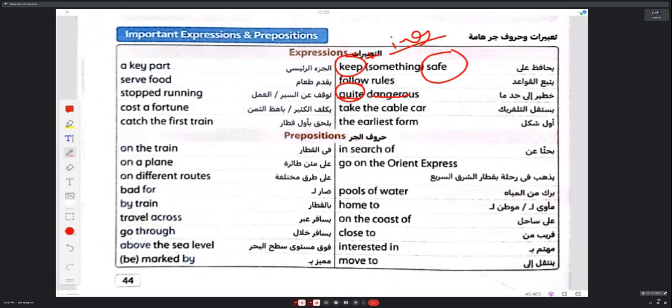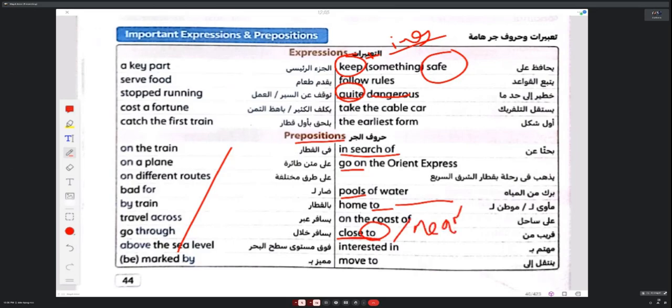The earliest form, preposition: on the train, on a plane, on a different route. I read those. In search of, go on a trip, go on a picnic, go on the Orient Express. Pools of water. Home to a kind of animal or bird. On the coast of. Close to; close is followed by to, and means near.